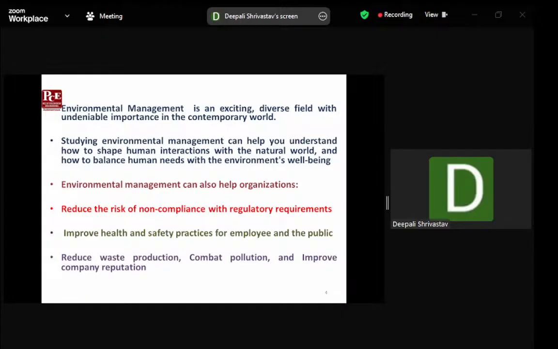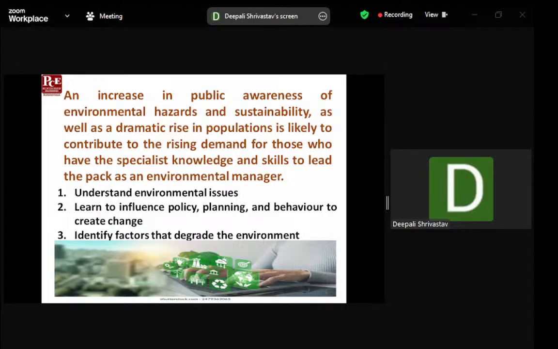And studying environmental management can help you understand how to shape human interaction. Why is environmental management now included in organizations? Because every organization now needs to reduce the risk of non-compliance with regulatory requirements of running their business in India or abroad. They want to improve the health and safety practices for employees and the public. They want to reduce waste production, combat pollution, and improve companies' reputation. So for all these things, they need environmental management experts with environmental management degrees to execute their smooth operations. With an increase in public awareness of environmental hazards and sustainability, and the dramatic rise of population, it is likely to contribute to rising demand for those who have specialist knowledge and skills to lead the pack as environmental managers.